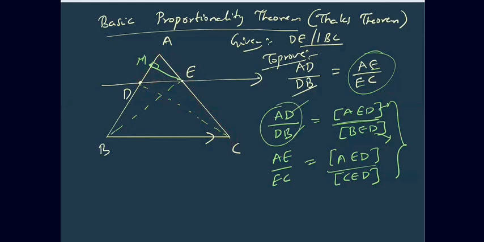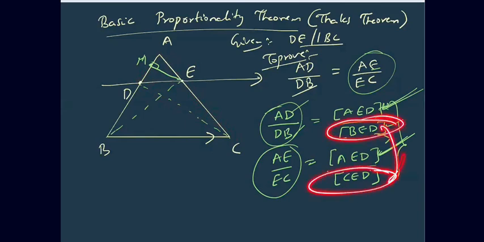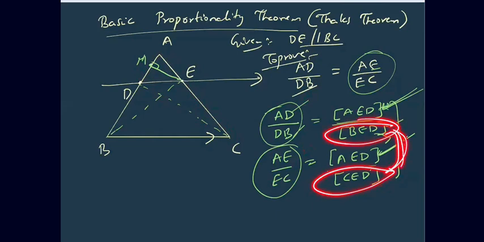Now I need to prove that AD by DB is AE by EC. If you look at the right hand sides of both the equations, you can see that the numerator is the same, right? That is, AED is the same as AED, but the denominators are different. So somehow if I can prove that these two denominators are equal, then my task is done. Then I have proved that AD by DB is AE by EC. So let us try to prove that these two quantities are equal. That is, the area of triangle BED is the same as the area of triangle CED.